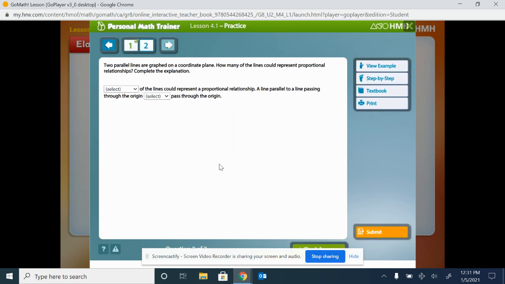Two parallel lines are graphed on a coordinate plane. How many of the lines could represent proportional relationships? Complete the explanation. Since they are parallel lines, they're not going to be one on top of the other, so it could only be one of them. At most, one of the lines could represent a proportional relationship. A line parallel to a line passing through the origin cannot pass through the origin. It's going to be either above or below that origin.